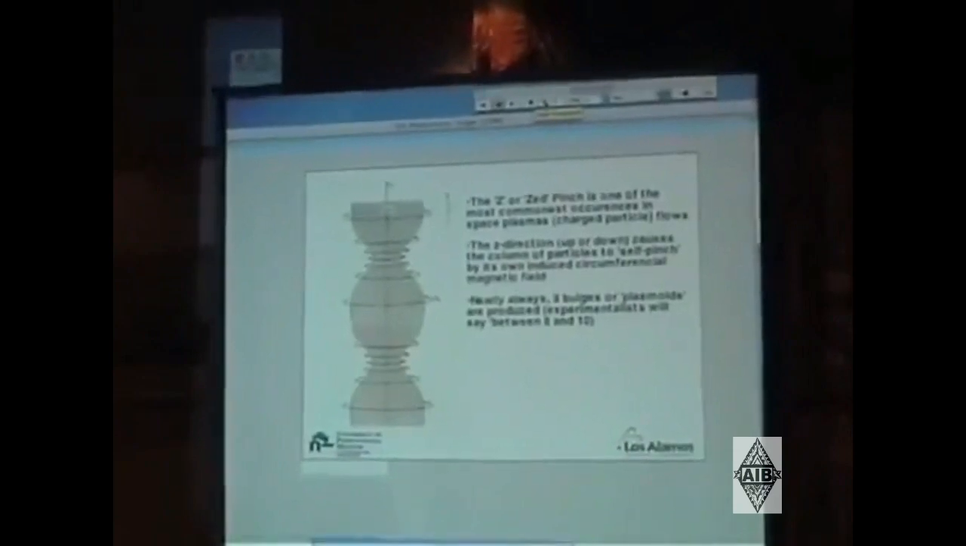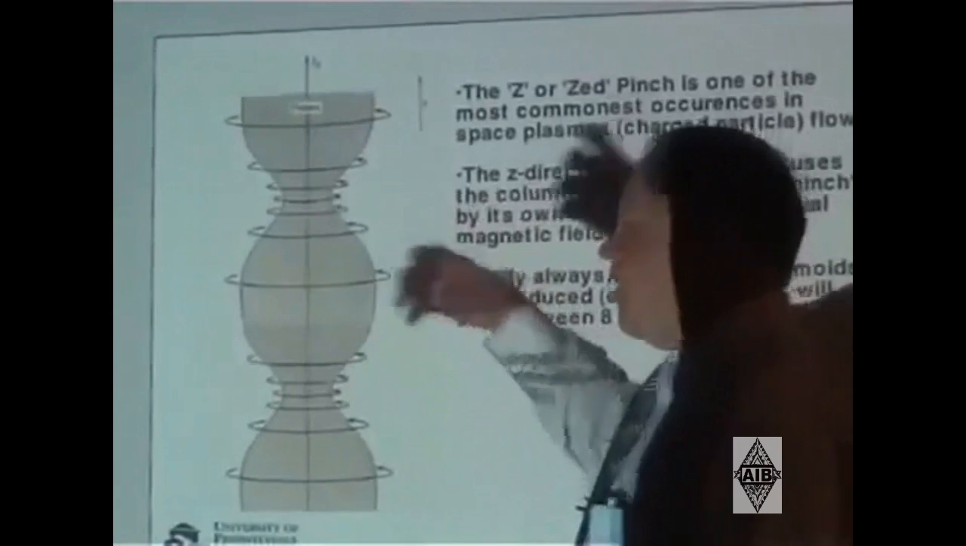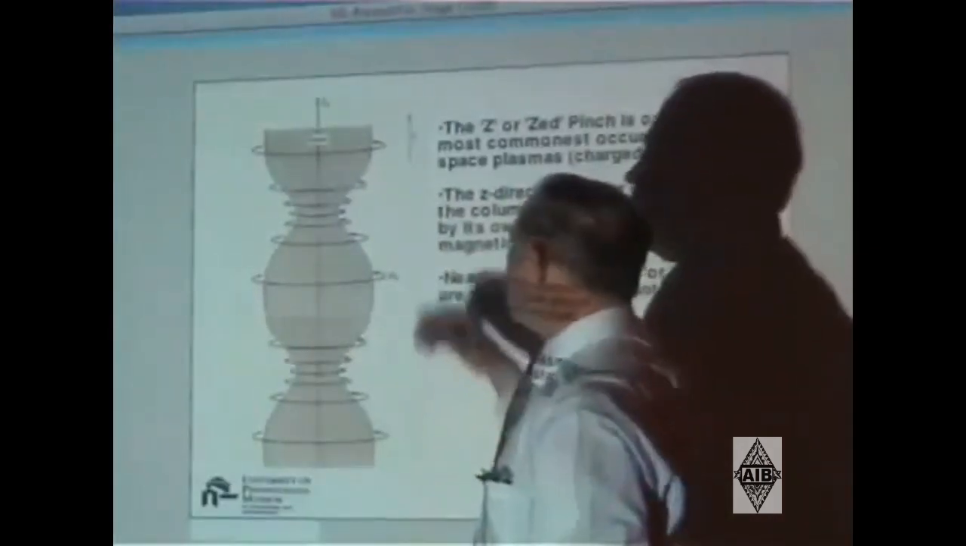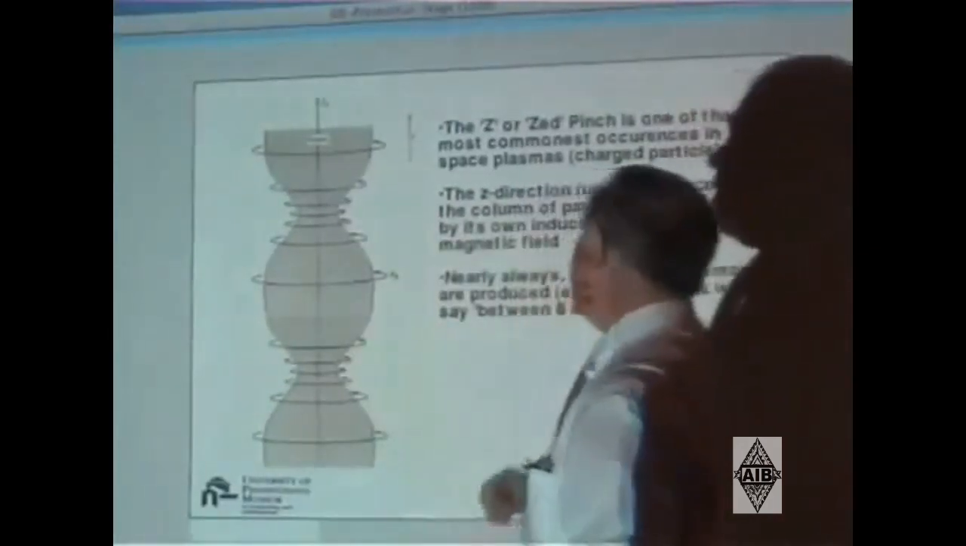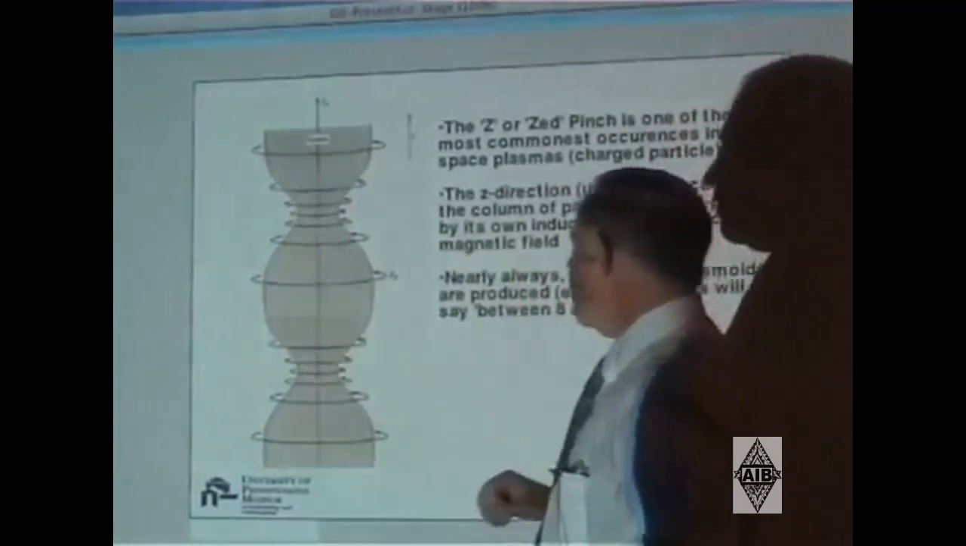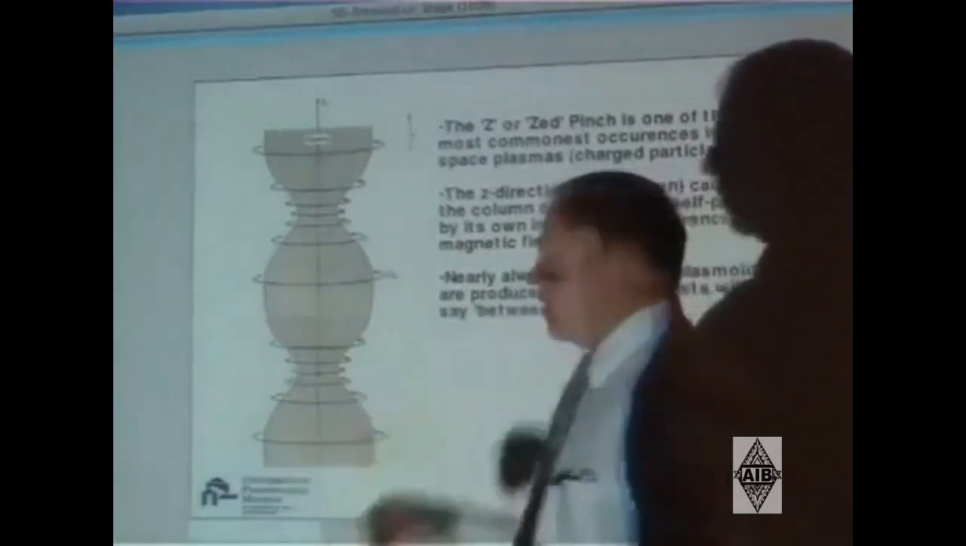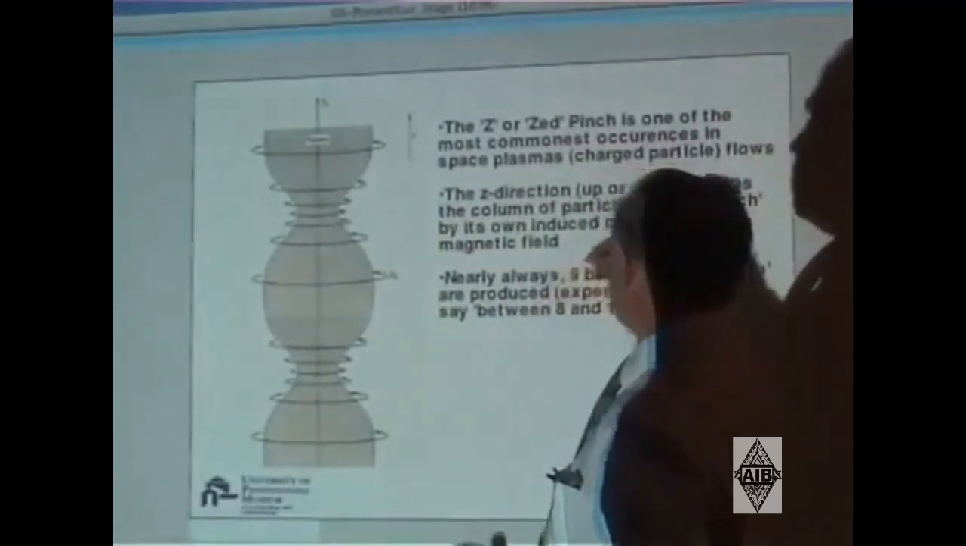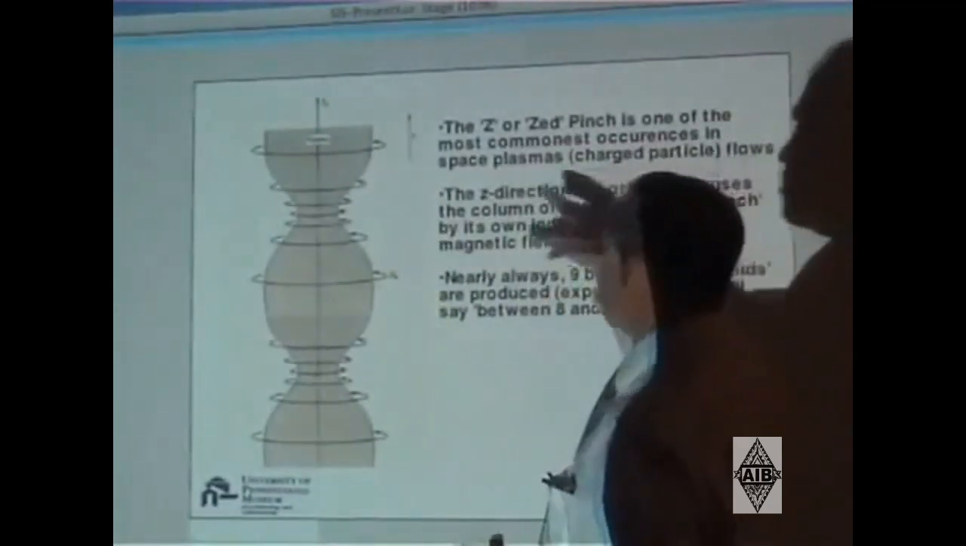The first thing I have to do is to teach you plasma physics. Whenever one has a column of plasma, a straight column of plasma, it tends to pinch itself, and it is. See, on our side of the Atlantic, it's called a Z pinch. Here, it's called a Z pinch, and it's one of the most common occurrences in space plasma.